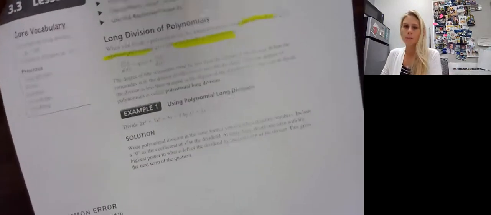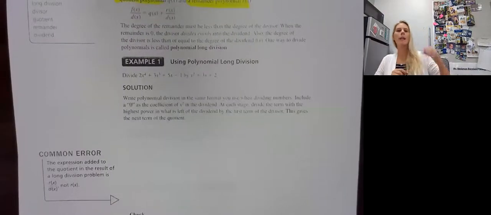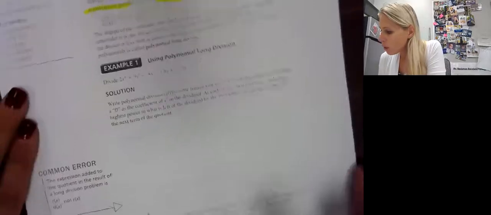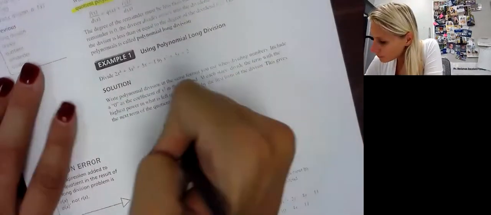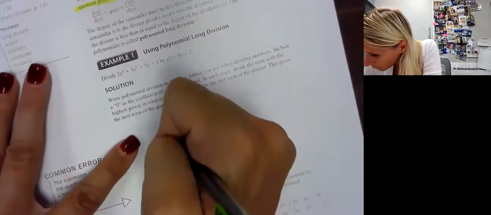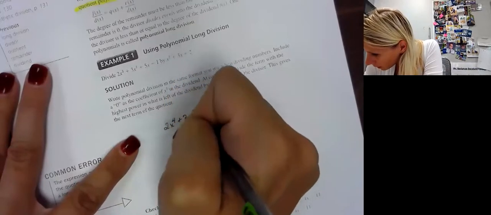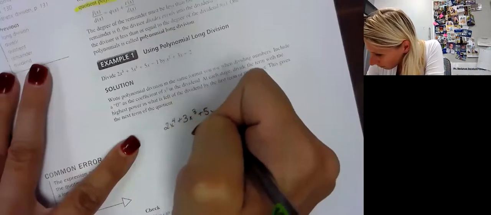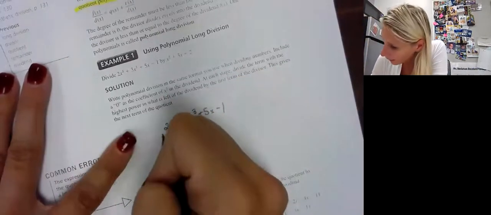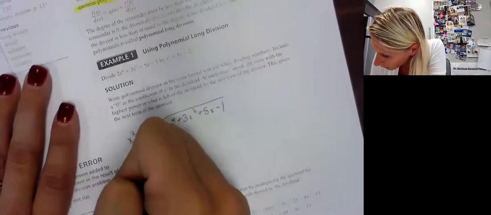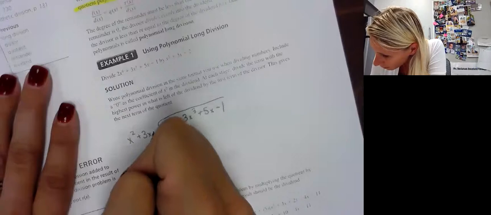Here we're dividing 2x to the 4th plus 3x cubed plus 5x minus 1 by x squared plus 3x plus 2. Our dividend, the function that we're focusing on, is 2x to the 4th plus 3x cubed plus 5x minus 1. And we're dividing that by the divisor, which we put on the outside, x squared plus 3x plus 2.